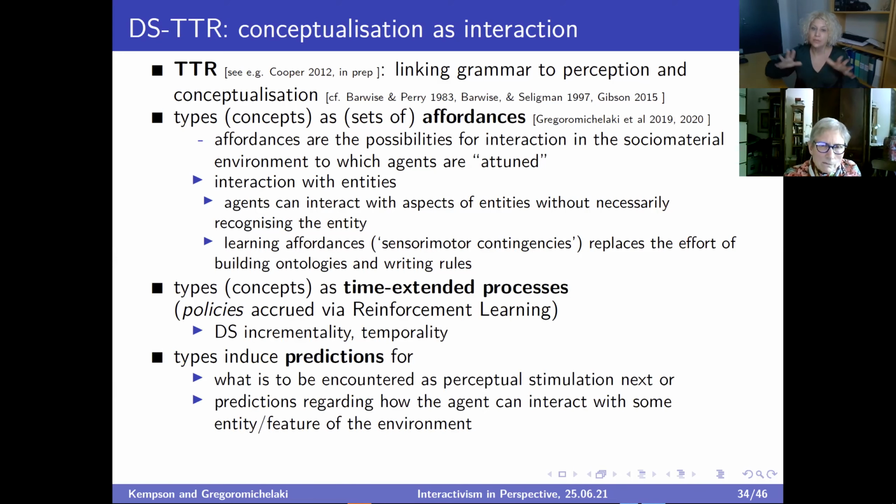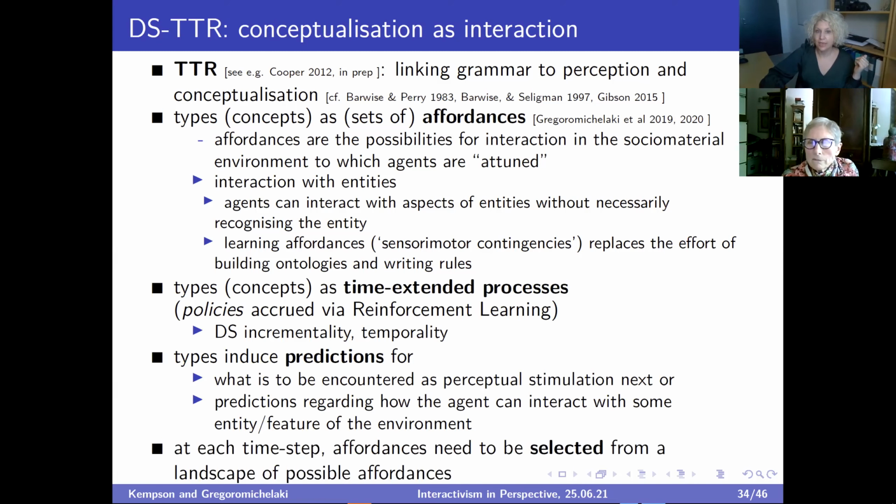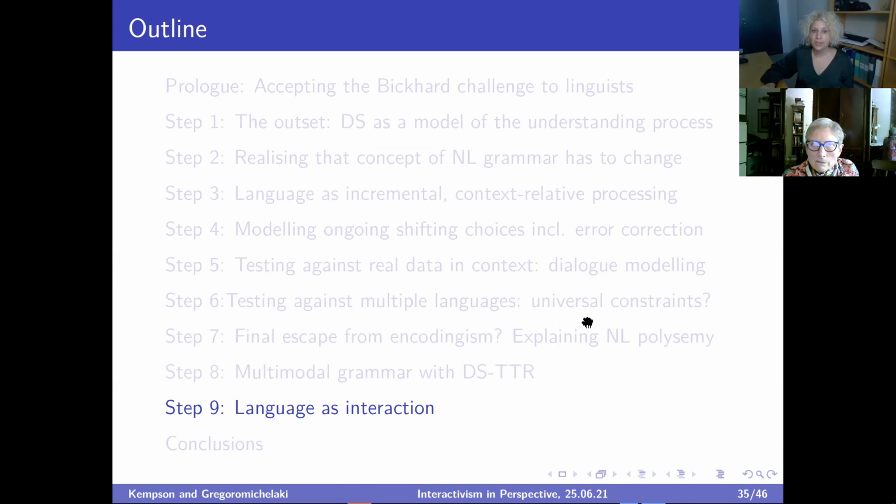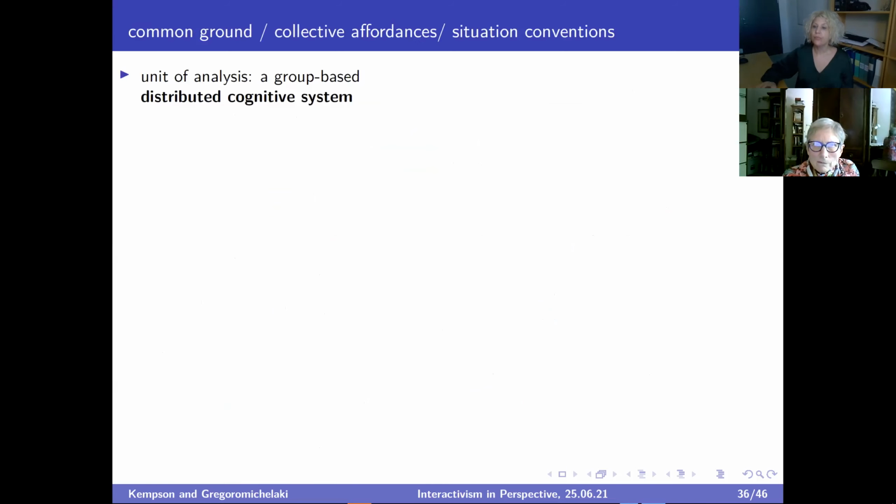But this means that multiple affordances will be available at each moment. And even though a particular course of action needs to be selected at all times, the rest of the available affordances will remain in the background as available options. So the unit of analysis for the definition of the syntactic mechanisms and conceptualization now is a distributed cognitive system encompassing interacting agents and their environment.